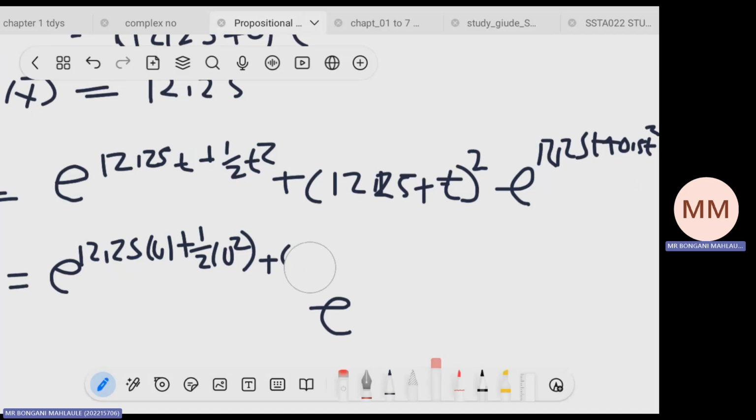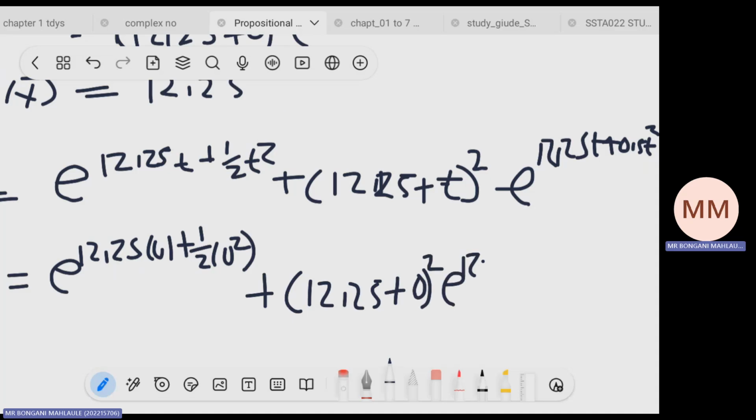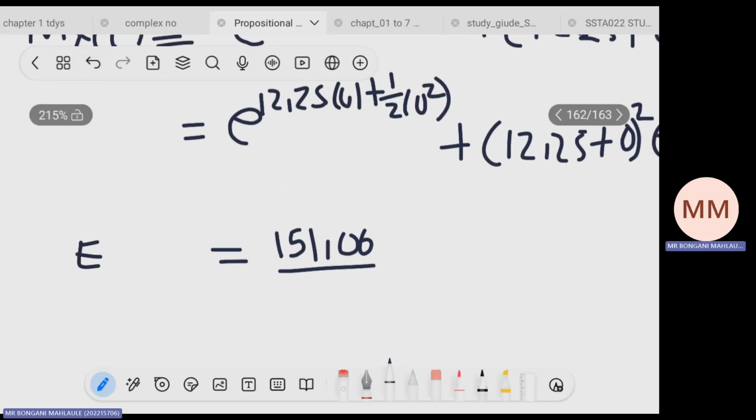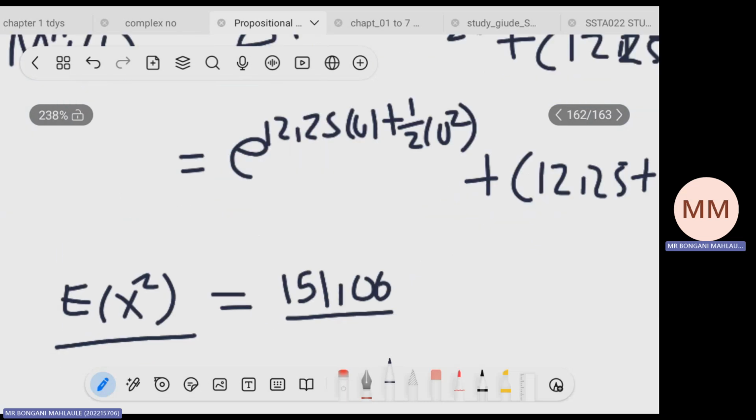Remember this is separated. So obviously this was going to give us 0. Then I'll have a 0,5 times 0 squared. So basically our final answer will be 151,06. So this is your expected value of X squared, or our second MGF derivative.